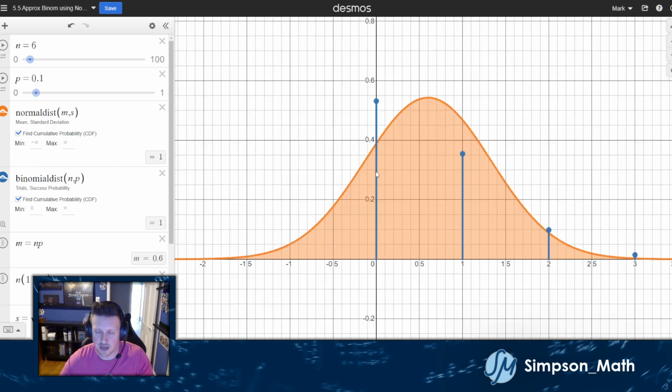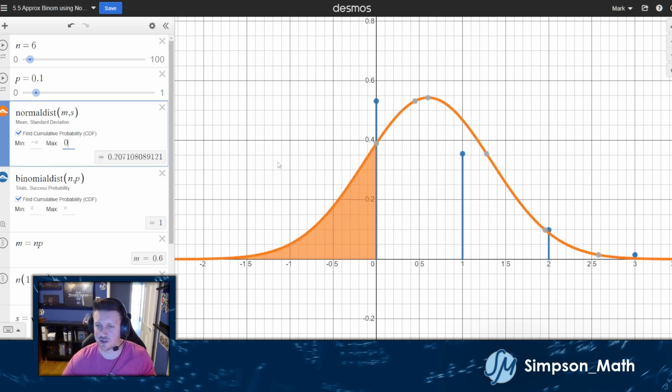Looking at this, look how much area is less than 0. I can't have less than 0. Let me actually look and see what is less than 0. In this case, 21% of this distribution is less than 0, in an impossible area. So that's not a good idea.